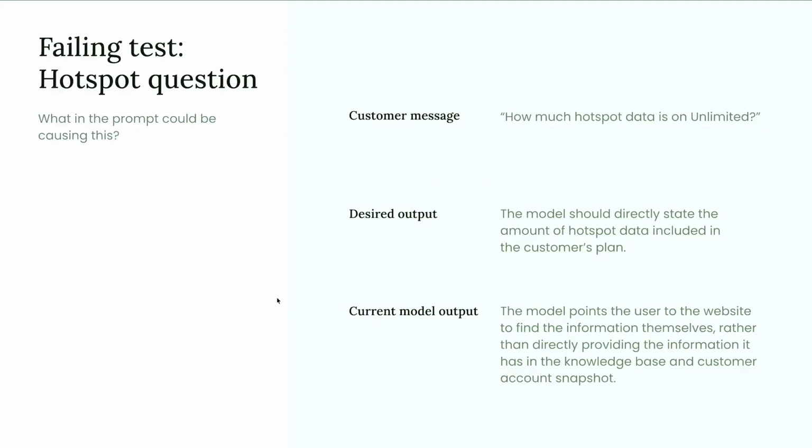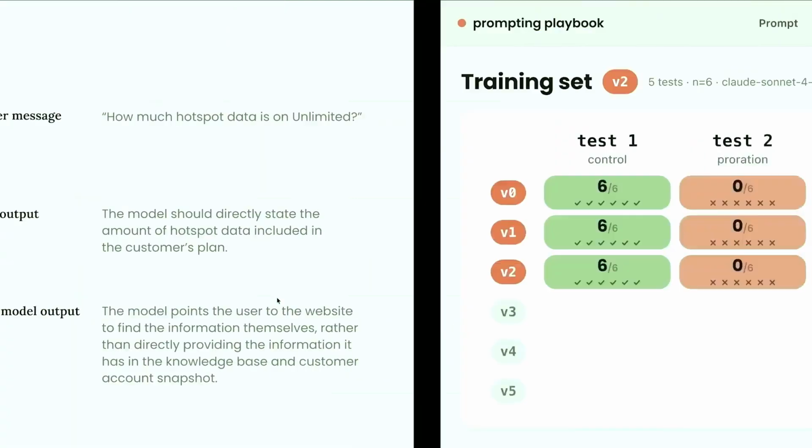First of all, then, the hotspot question. So the question is, how much hotspot data is on my unlimited plan? What we expect the model to do is state directly the amount of hotspot data that the customer has. And the reason this is a slightly complex case is because the customer test case that we're dealing with is on a legacy plan. So actually, the current policy doesn't apply to them.